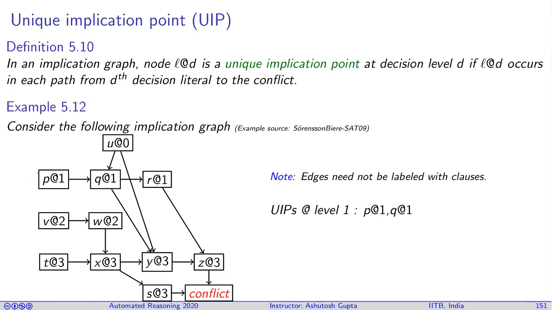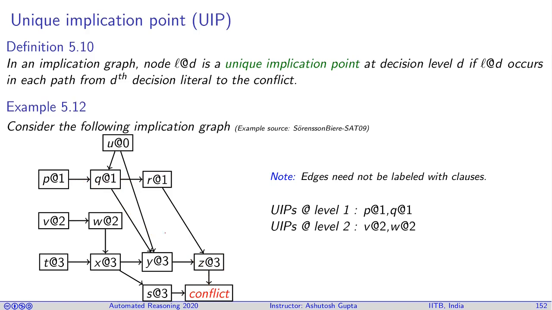Well, every path from decision level 1 goes via this decision, because the decision itself should be an implication point. Every path goes through it. And you can also see Q is also a candidate. Every path from P to the conflict goes through Q. However, R is not a candidate for UIP.